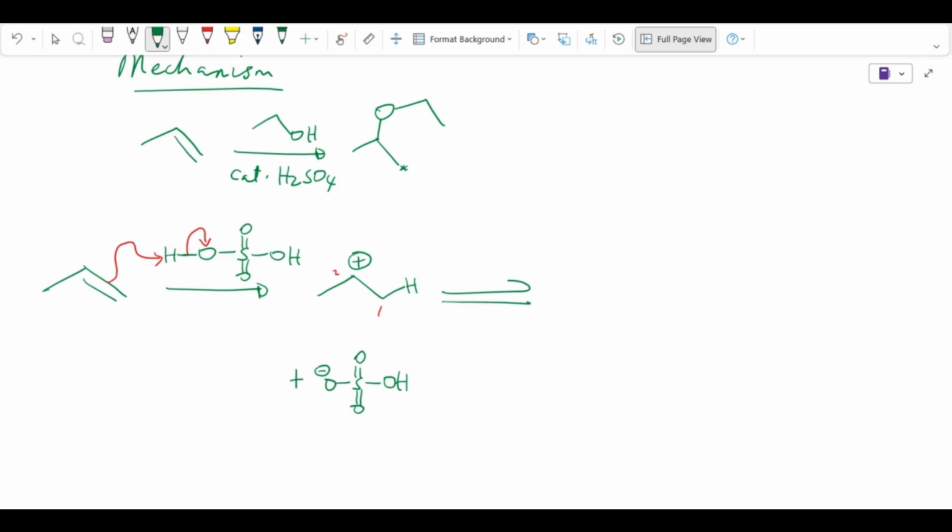Next, we can now react the alcohol with the carbocation intermediate. So we're going to draw the curved arrow from the electron source, which is the lone pair on the oxygen, towards the electron deficient carbon of the carbocation intermediate. So the oxygen will form a bond with the positively charged carbon. And recall that the oxygen has an ethyl group and a hydrogen. So here is the ethyl group and here is the hydrogen.